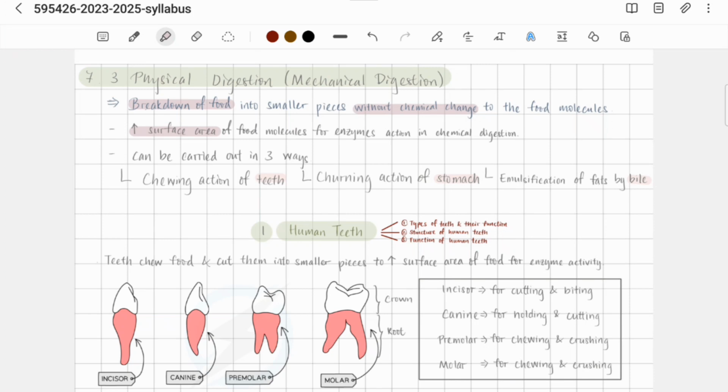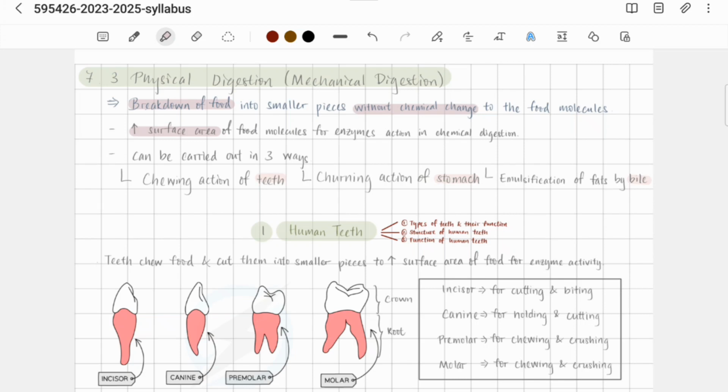So this physical digestion or mechanical digestion can be carried out in 3 ways. First one is the teeth. We chew the food with our teeth. Second one is the churning action in the stomach. And then third one is emulsification of fats by bile. Emulsification actually means that the lipids are in large molecules, so they will break them down into small fat droplets, easier for them to digest chemically.